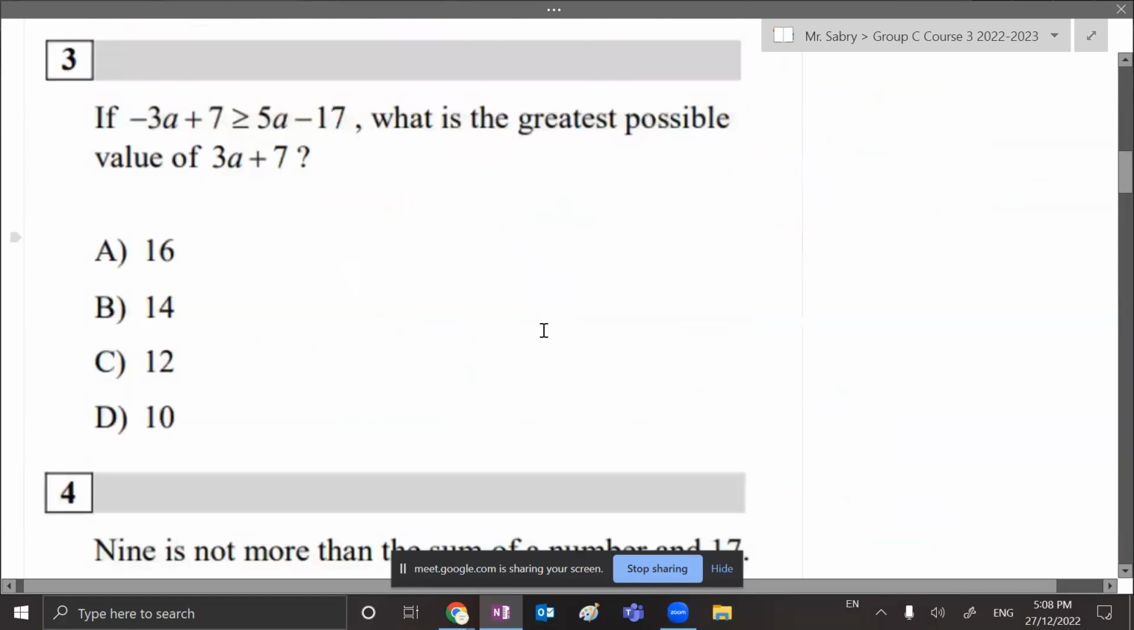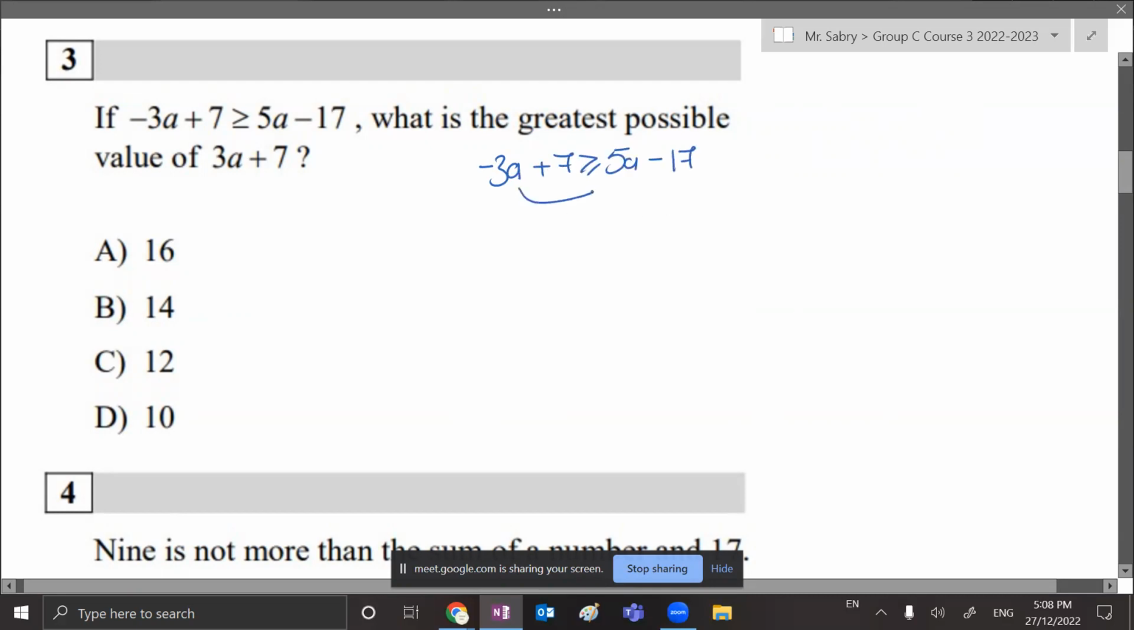Let's move to number 3. Over here, they're asking what is the greatest possible value for 3a plus 7? And you have an inequality right there. Now, when we're trying to solve this, I'll put the a's with each other and the numbers with the other side. So the negative 3a, let me change that color, plus 7, I'll just rewrite it for now here, 5a minus 17.